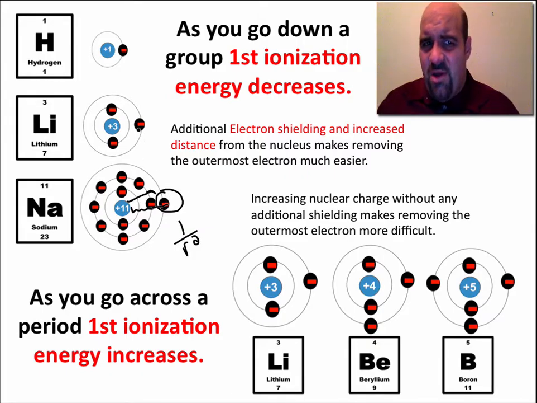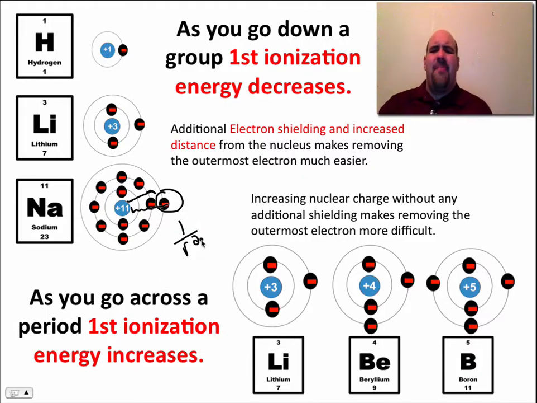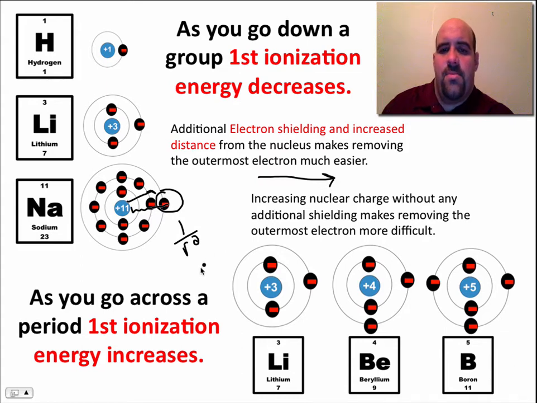This one will be a little bit harder. This one will be even harder still. So additional electron shielding and increased distance from the nucleus makes removing the outermost electron much easier. So let's look at the opposite case now. What happens as we go across the periodic table?